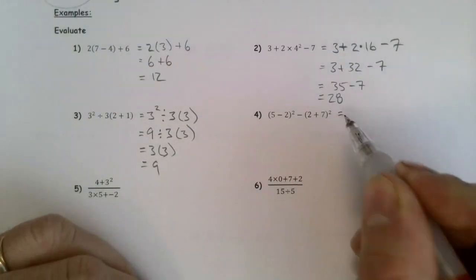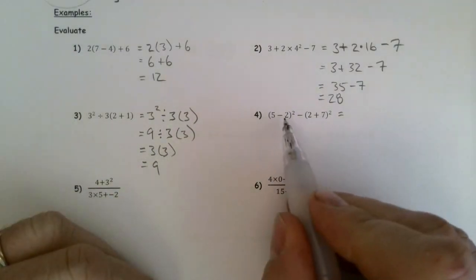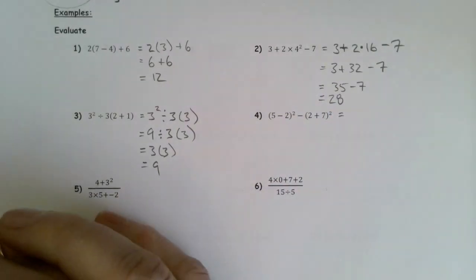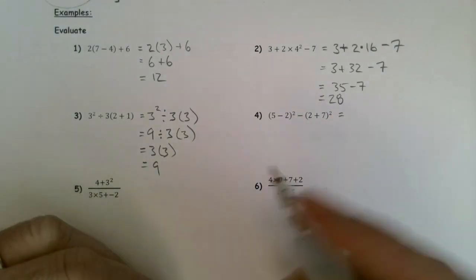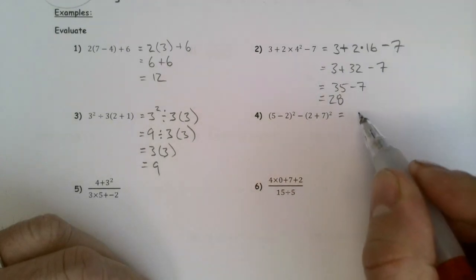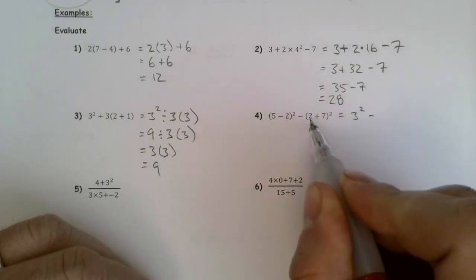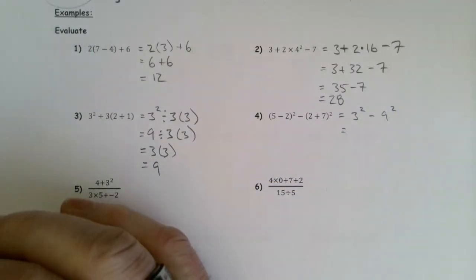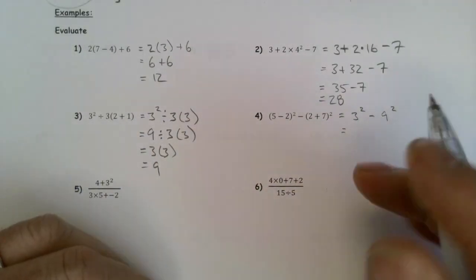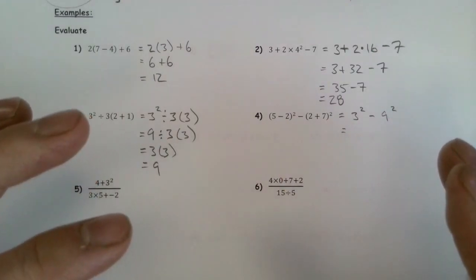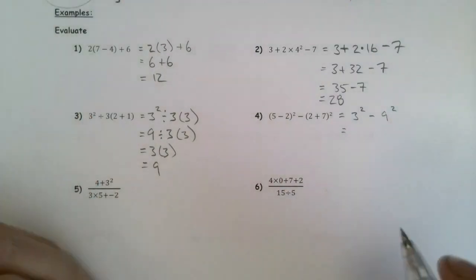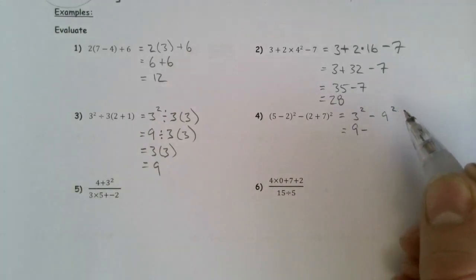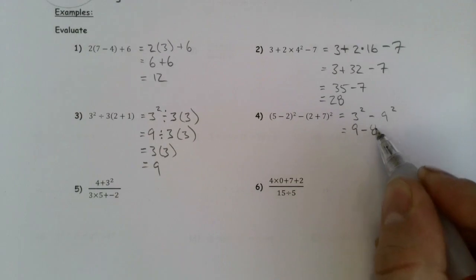Just to check. Okay, here I have got parentheses, or brackets, and I've got squares outside those parentheses. Well, the first thing I'm going to do is what's inside. So 5 minus 2 will be 3. 2 plus 7 is going to be 9. Okay, so 3 squared. Now that I've done the parentheses, the brackets, now I'm going to do the exponents. 3 squared is 9. 9 squared, okay, is going to be 81.